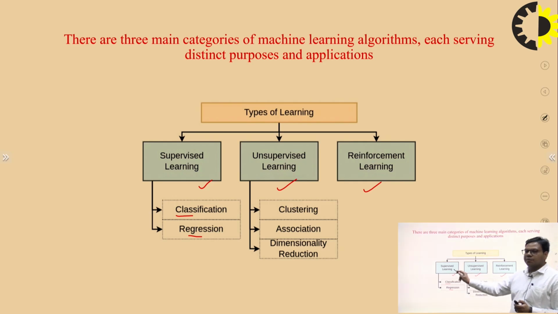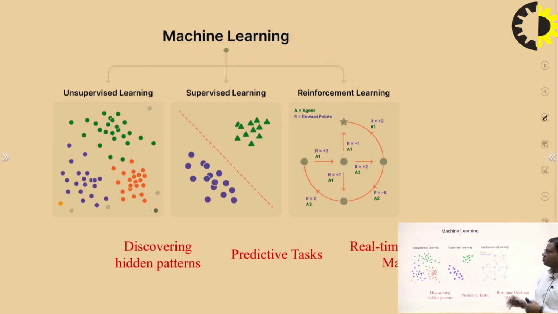In the case of supervised learning, we can further categorize into classification and regression. And unsupervised learning is classified as clustering, association, and density reduction, and then there is reinforcement learning. Let's deep dive into the things using another slide. This is a very interesting thing to understand, these three different types of learning.